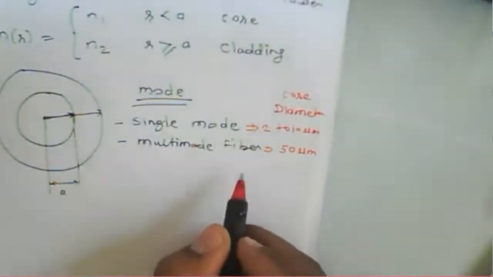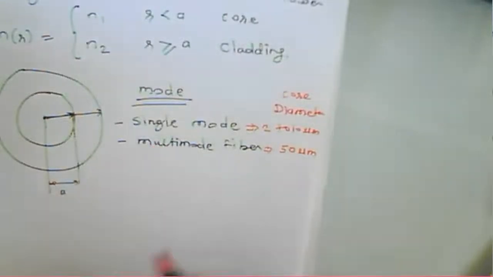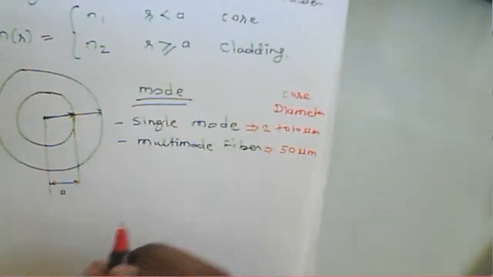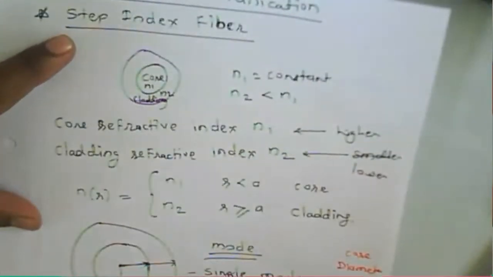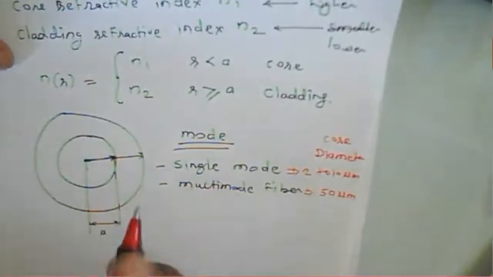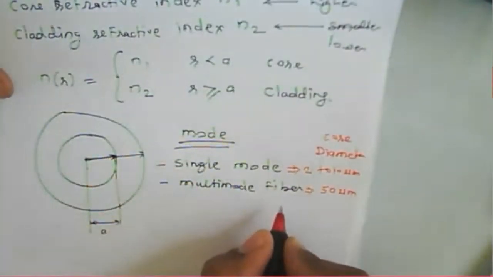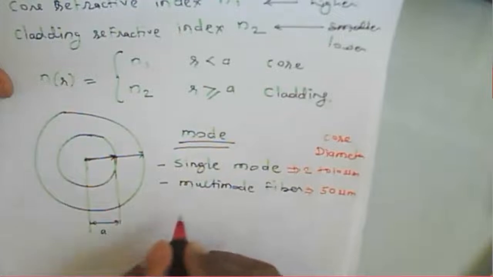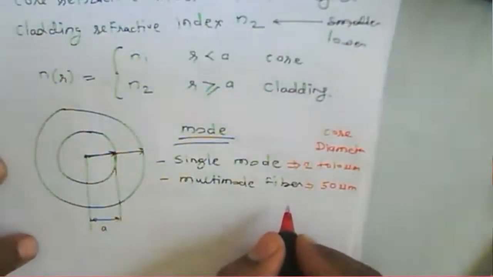Because it changes with whether we are using this fiber as a single mode fiber or a multimode fiber. Now the step index fiber can be used as a single mode fiber or a multimode fiber. In a single mode fiber, only one mode is propagating through the fiber. But in the case of a multimode fiber, multiple modes are propagating through the fiber.